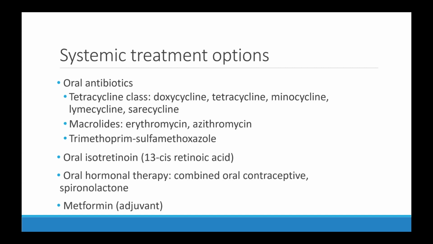Systemic treatment options: oral antibiotics, including the tetracycline class, such as doxycycline, tetracycline, minocycline, lymecycline, and sarecycline. Macrolides, such as erythromycin or azithromycin, as well as trimethoprim-sulfamethoxazole. However, with this last option, you have to be aware of the risk of severe cutaneous adverse drug reactions. Next, for severe disease, you can also use oral isotretinoin, also for moderate disease that does not respond to antibiotics. Oral hormonal therapy includes combined oral contraceptives as well as spironolactone, and metformin can be used as an adjuvant treatment.